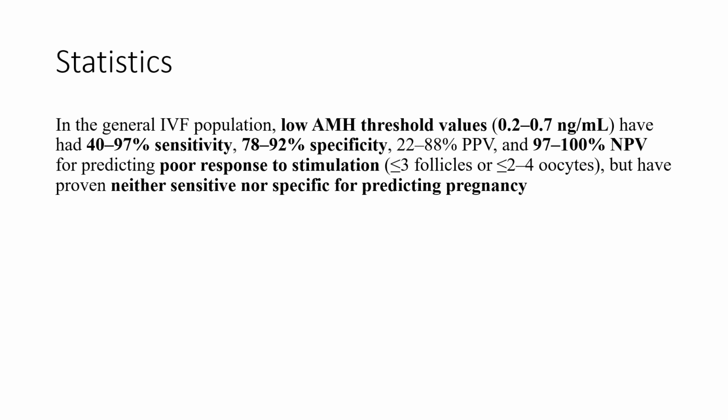Negative predictive value is 97 to 100%. The meaning of this is that if the patient has low AMH, below the threshold level, then it is most likely that the woman will respond poorly to the stimulation protocol. But this does not tell us that the patient will not get pregnant. So it is neither sensitive nor specific for predicting pregnancy.